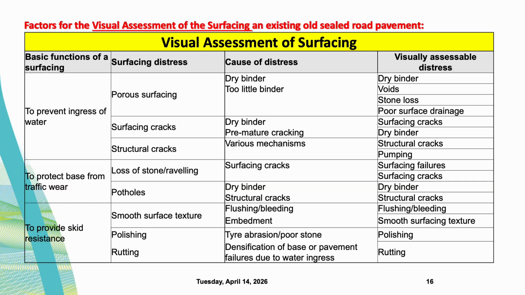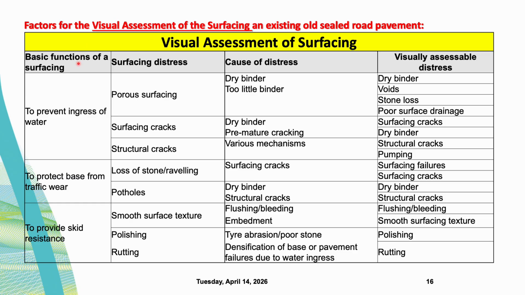Now it's very important to understand the visual assessment of surfacings on existing old sealed roads. This table is for existing roads. The previous tables are mainly for initial selection. I included this table just because it's important to understand the impact of visual assessment of surfacings.